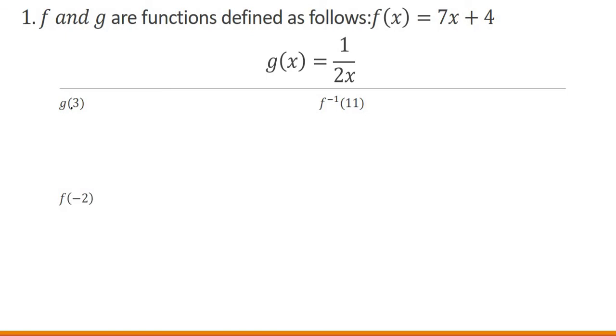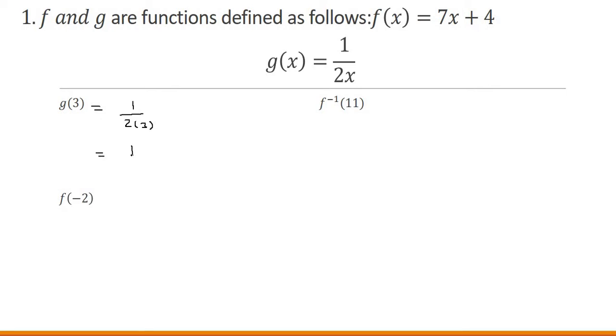So g of 3 here means that we are going to substitute the value 3 into the function g of x. So in other words, where we see x, we are going to replace it with 3. So therefore, g of 3 is going to equal 1 over 2 times 3. So remember, instead of writing back x, replace x with 3. So all we need to do is to simplify this and we're finished.